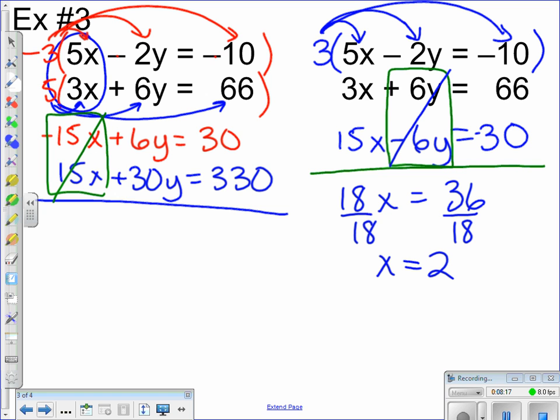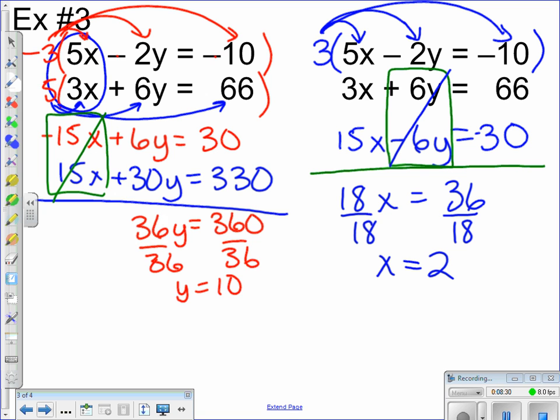6y and 30y make 36y. 30 and 33 make 360. Divide by 36, y equals 10. Now, like I said, you don't have to do it both ways. You either do it by multiplying and get 15x, or you multiply and get 6y. Because you will get both answers if you plug in the variable that you found.